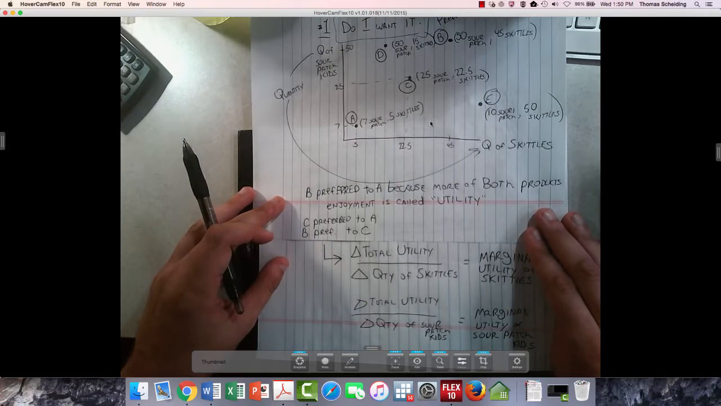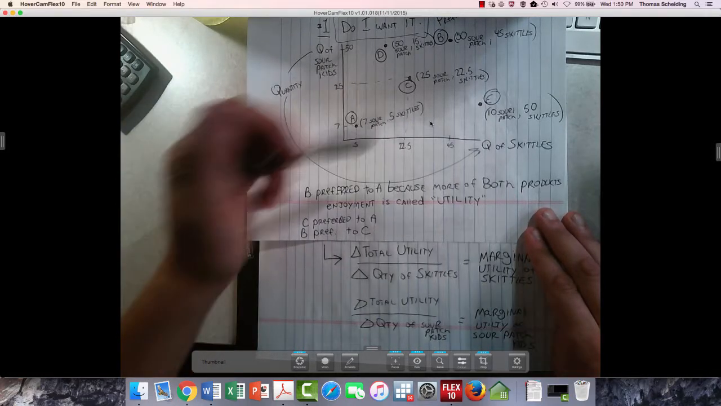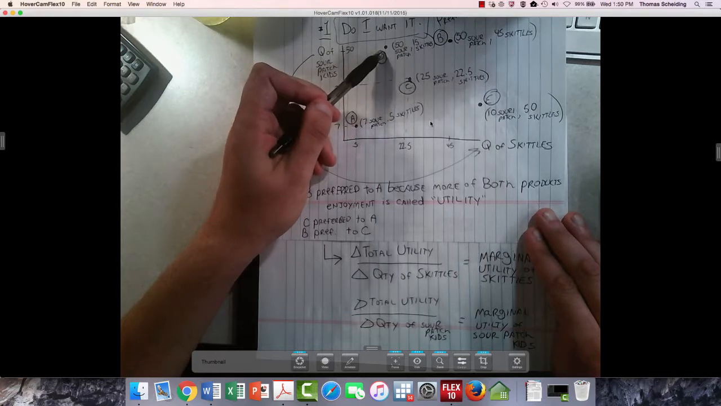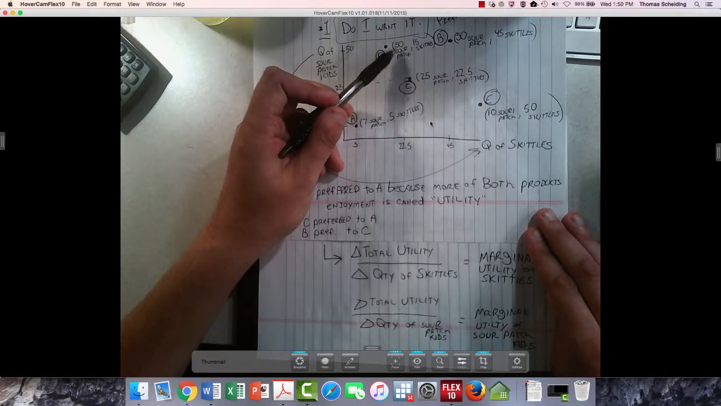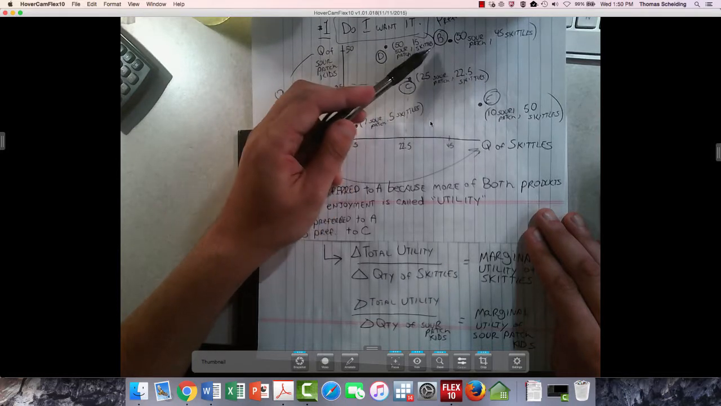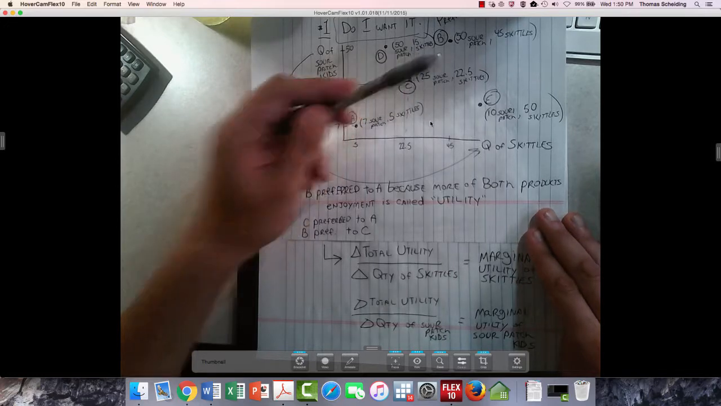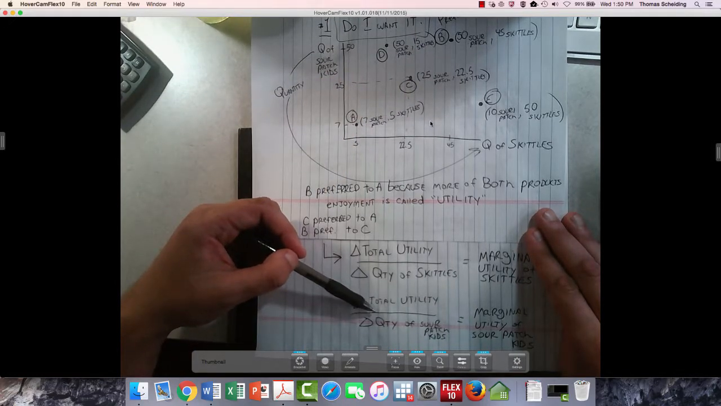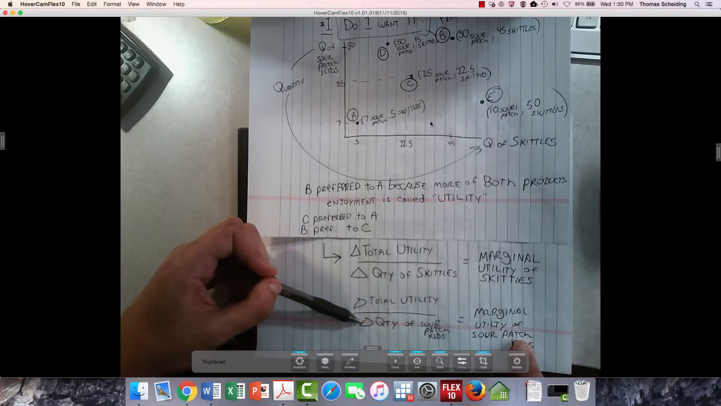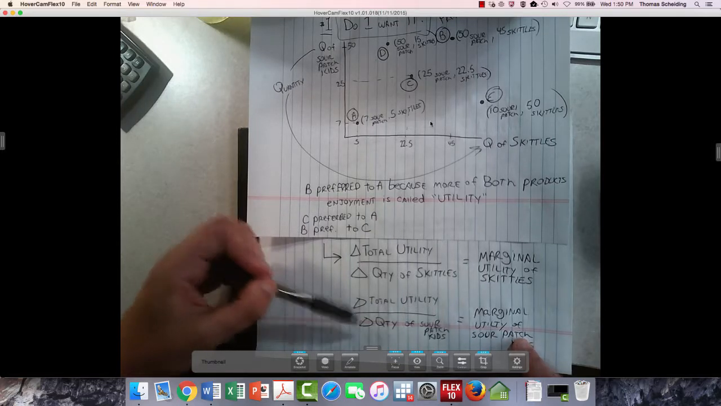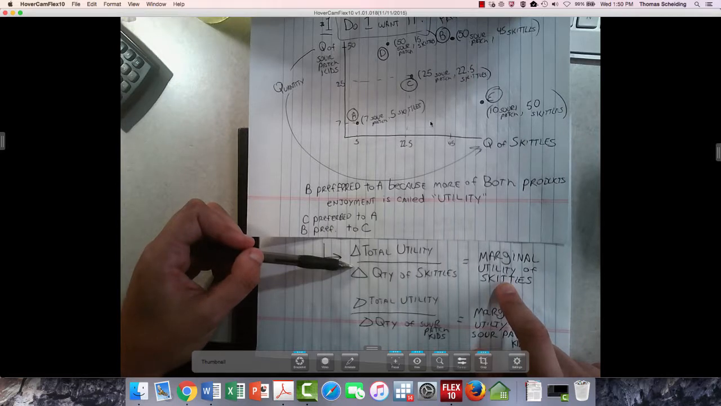So what we're trying to say here is I can see that going from C to D, I'm gaining 25 Sour Patch, but I'm losing 7.5 Skittles. So the question is, if we're looking at the marginal utility, by gaining 25 Sour Patches, how much should my utility go up? And is that enough to offset the loss in utility that came from having fewer Skittles?